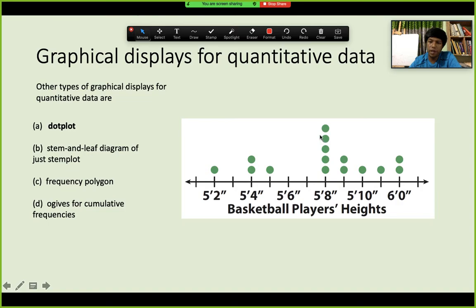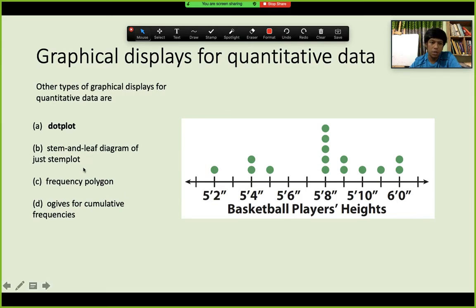So 5 feet 8 is the height with the maximum number of people we have here: 1, 2, 3, 4, 5. So 5 people are 5 feet 8. Okay, this is the height. So we can just put the dot for that. This is called a dot plot.